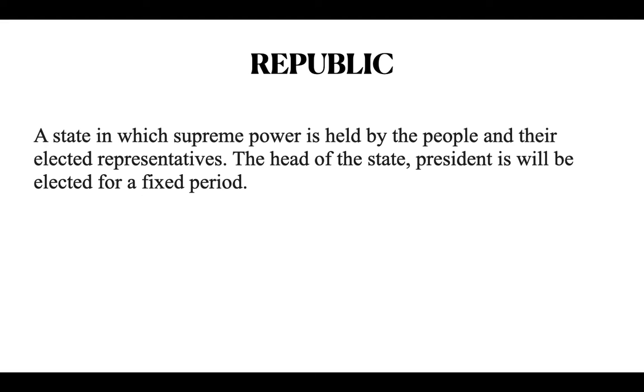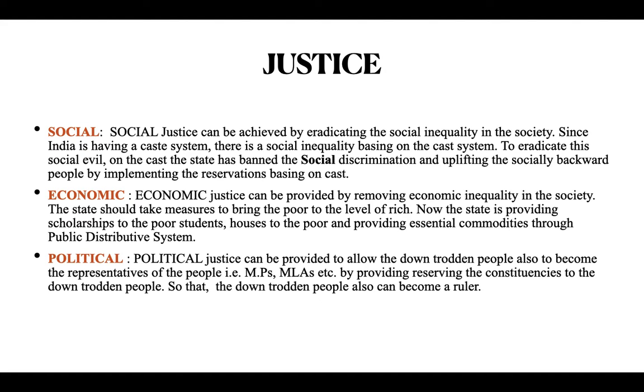Further, the preamble says, and to secure all its citizens justice, liberty, equality and fraternity. Sixth one, justice. What type of justice do we have? We have socio-economic and political justice.